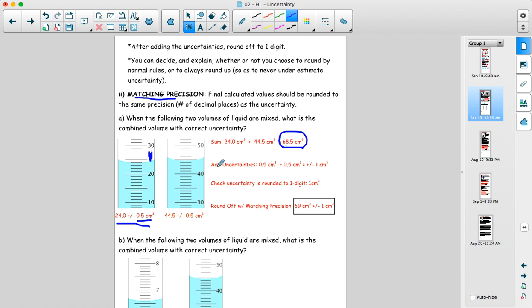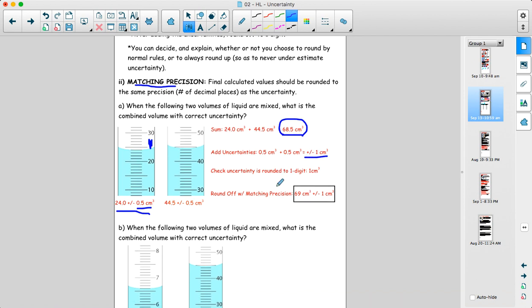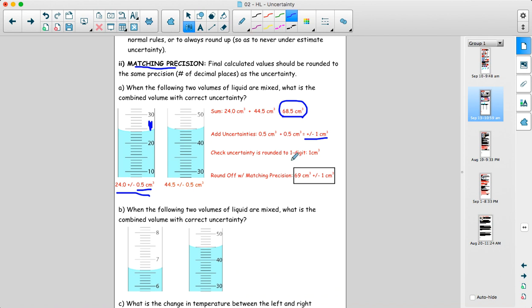Okay, however, now I'm going to add the uncertainties together. They're both uncertain by half a milliliter or half a cm cubed. So when I combine those, I get plus or minus 1 cm cubed of uncertainty. Now I'm going to check the uncertainty. Is it rounded to one digit? It is. It's just 1, in the ones place. It's not 0.11 or 0.15, something like that. So I already have one digit of uncertainty, so that step was already done for me.